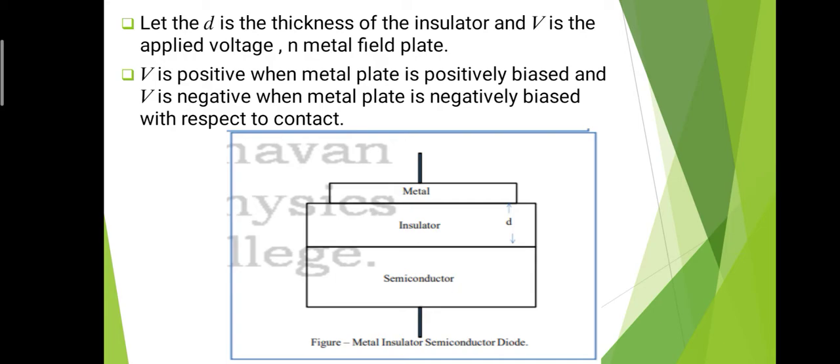V is positive when the metal plate is positively biased, and V is negative when the metal plate is negatively biased with respect to the contact. That means if we define the biasing with respect to the contact, when the applied voltage is positive then the metal plate is positively biased, and when the applied voltage is negative then obviously the metal plate is negatively biased, all with respect to the contact, that means the contact to the metal and semiconductor. The following figure shows the different layers which are present in the metal insulator semiconductor diode.